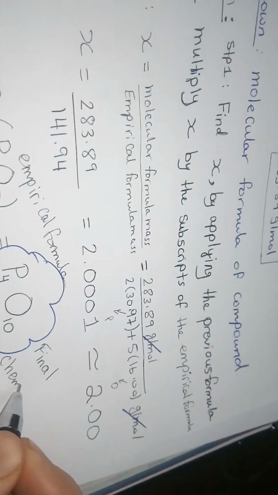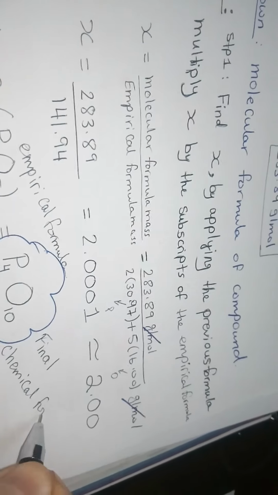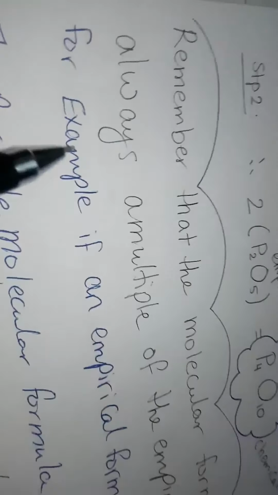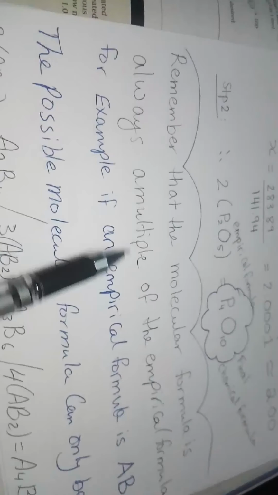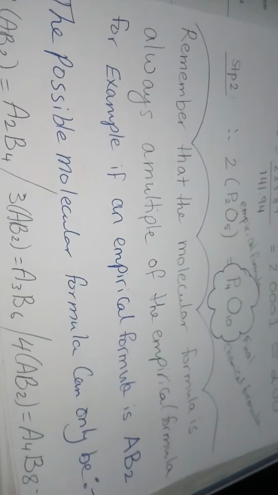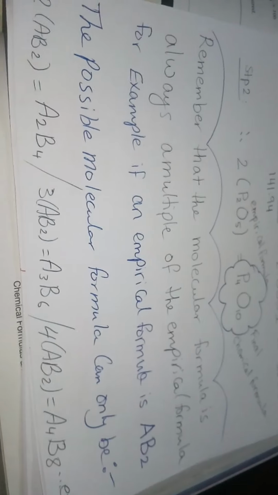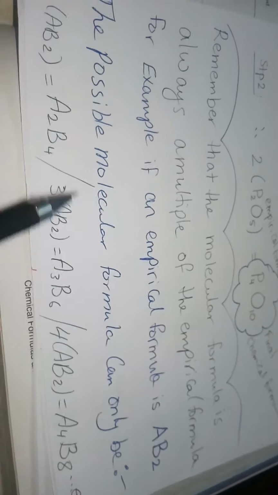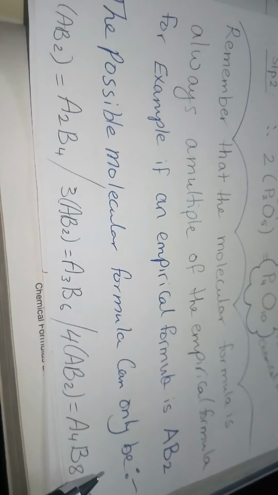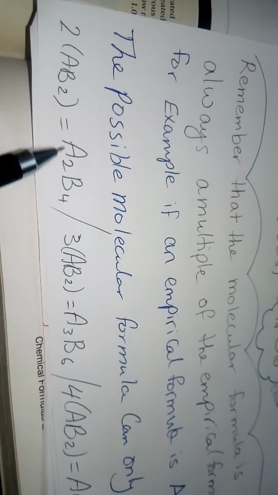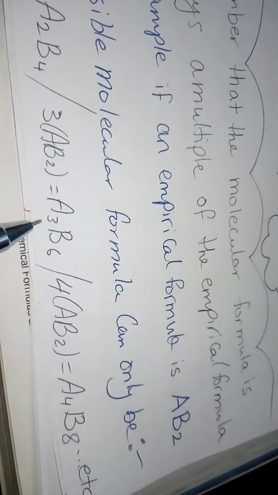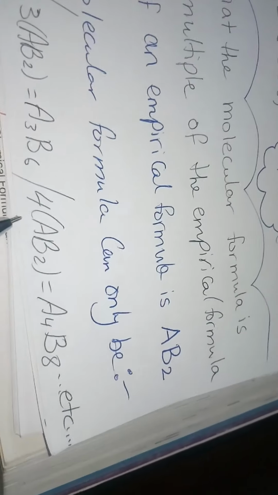Remember that the molecular formula is a multiple of the empirical formula. For example, if we have an empirical formula of AB2, the possible molecular formulas can be, if it's multiplied by 2, then it's A2B4. If it's multiplied by 3, it is A3B6. If it's multiplied by 4, it is A4B8, 5, etc. Okay, so this is how we solve these problems.